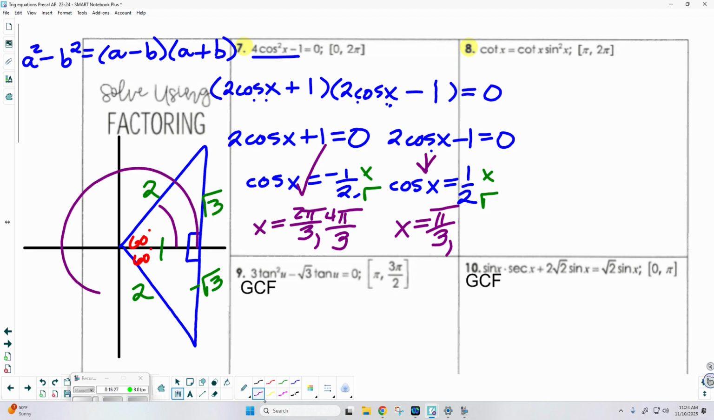Standard position again. I'm going to rotate all the way around. 300. But what is that as a radian? 5 pi over 3.